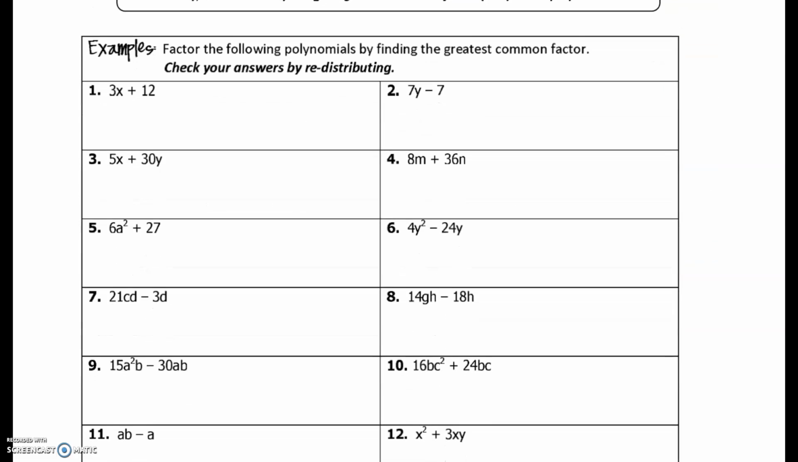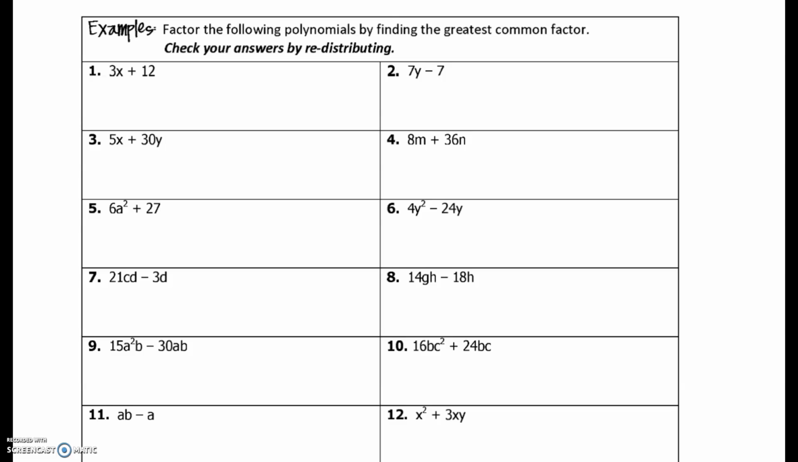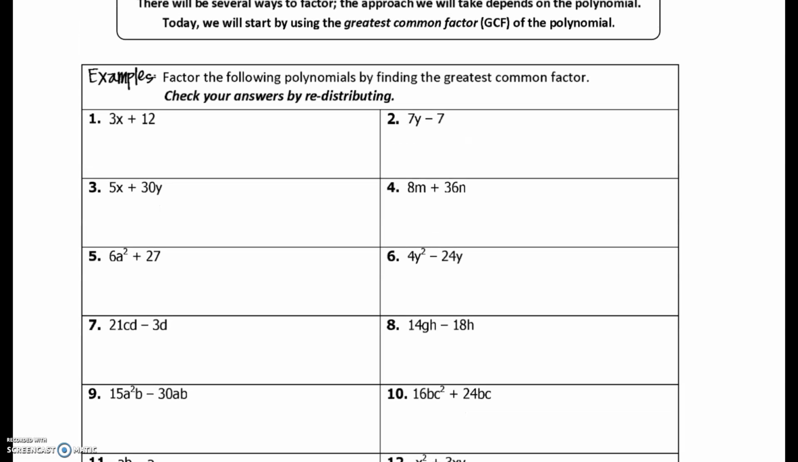So if we look at number 1, you have the number 3 and the number 12. So it obviously helps immensely if you know your times tables well, because in this case, hopefully you would know that 3 and 12 are both divisible by 3. So I'm going to write a 3 on the outside of this parenthesis.